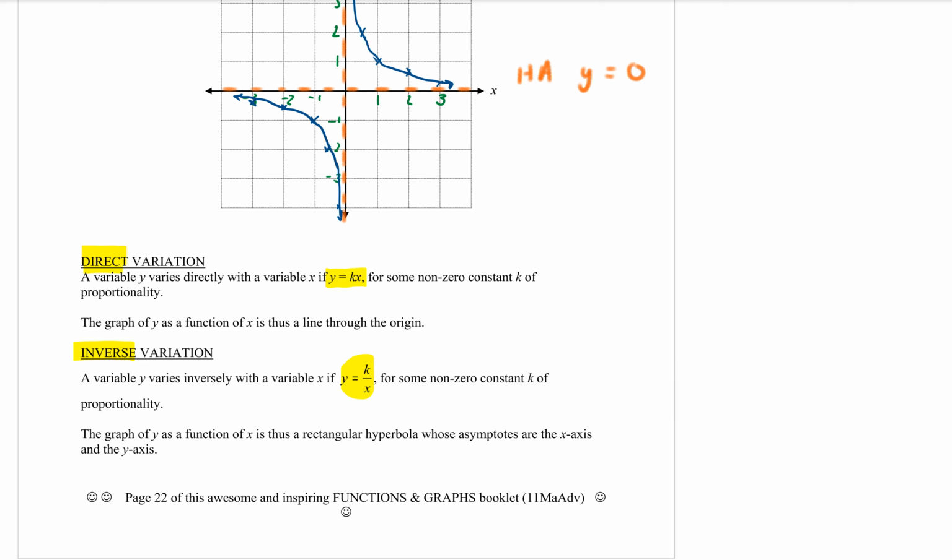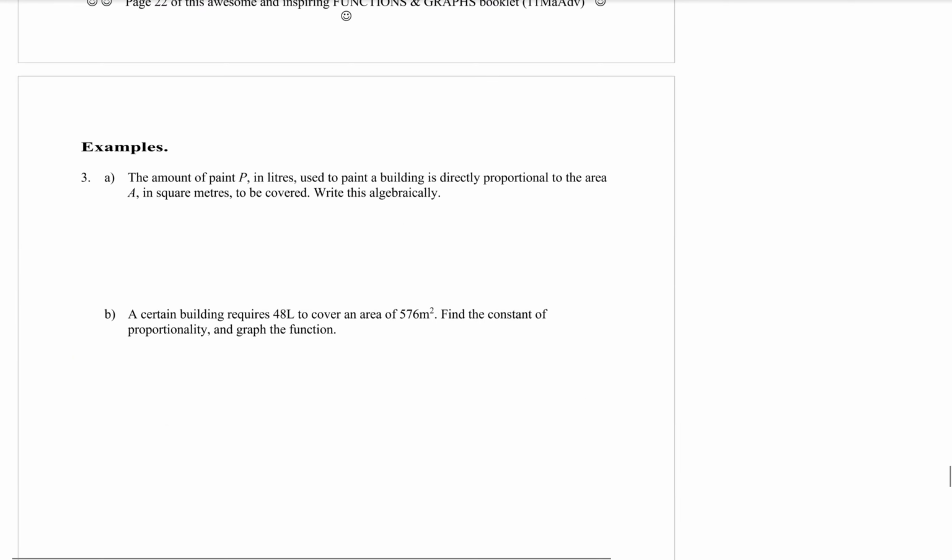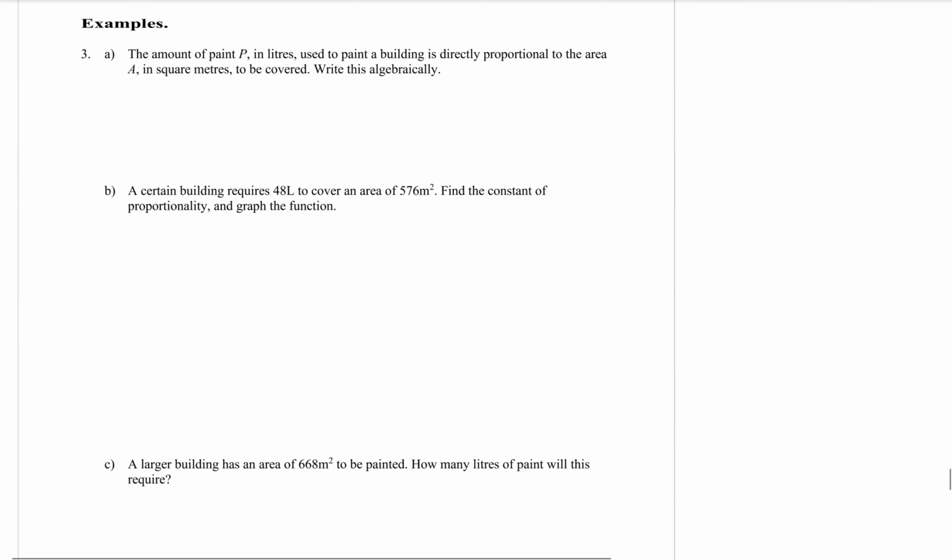All right, so example time. For some reason, we're starting at number 3. The amount of paint in litres used to paint a building is directly proportional. So that's what I'm talking about. There's that key word you've got to look out for. Directly proportional to the area A in square metres to be covered. Write this algebraically. Now, we're not using x and y. We have been given other symbols. We've been given P for paint and A for the area.